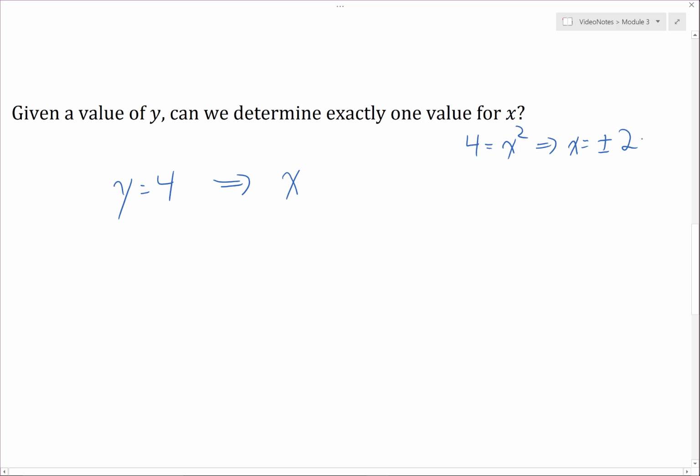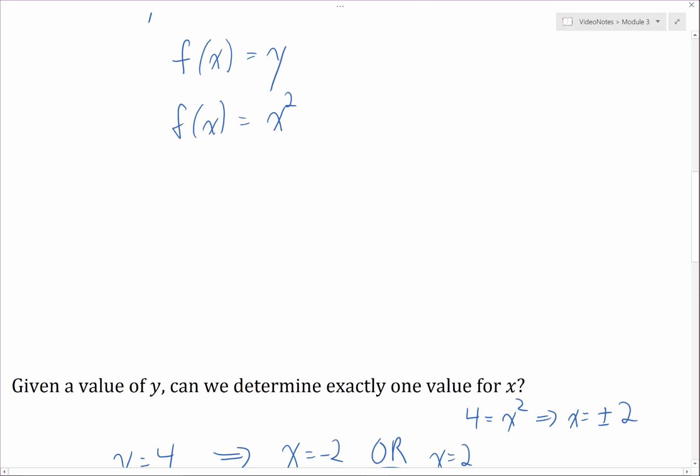So if y is equal to 4, then x must be equal to negative 2, or it must be equal to positive 2. So this actually tells us that x is not a function of y. So x is not a function of y, because given a value of y, we can't determine exactly one value for x.